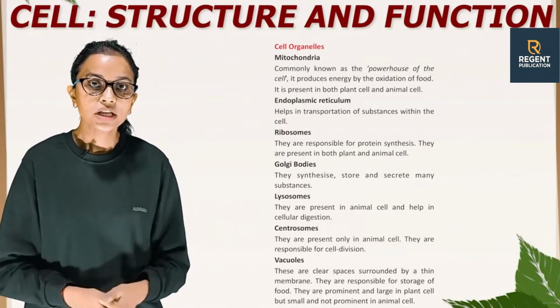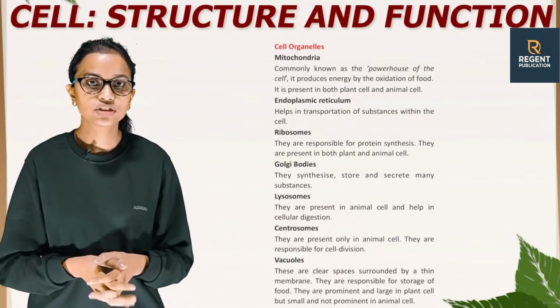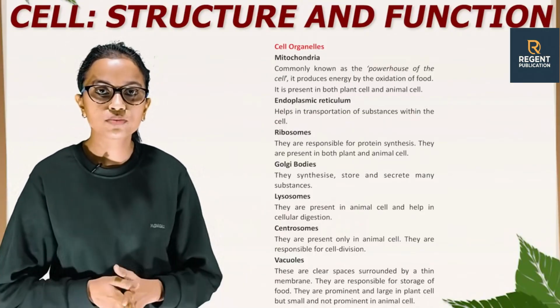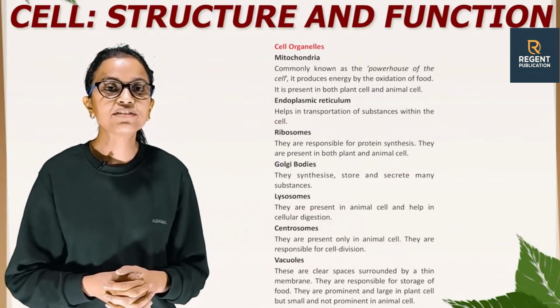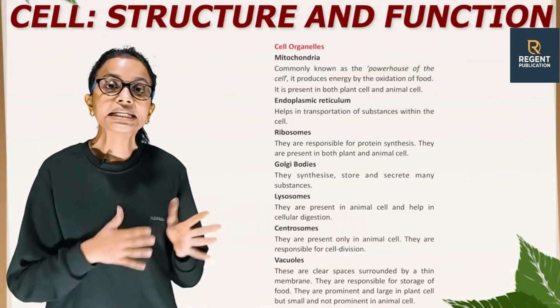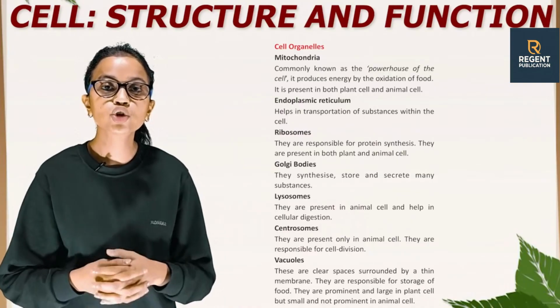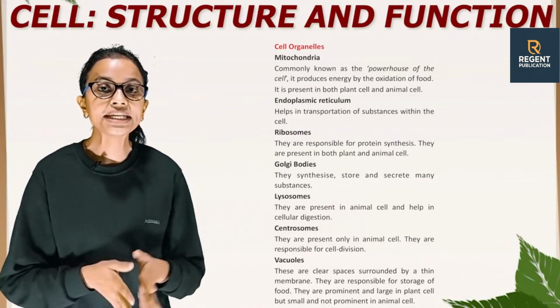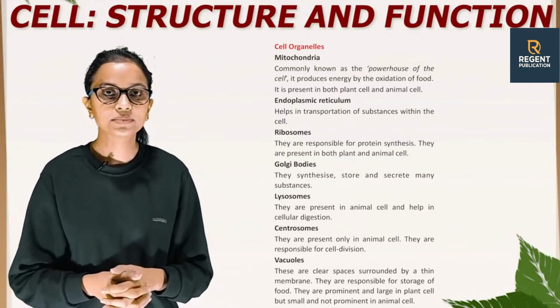Lysosomes. They are present in animal cell and help in cellular digestion. Centrosomes. They are present only in animal cell. They are responsible for cell division. Vacuoles. These are clear spaces surrounded by a thin membrane. They are responsible for storage of food. They are prominent and large in plant cell but small and not prominent in animal cell.